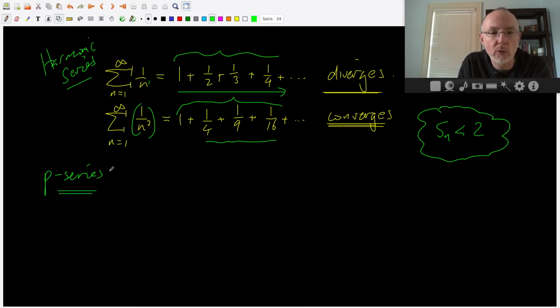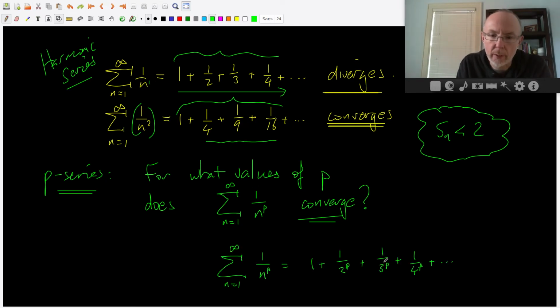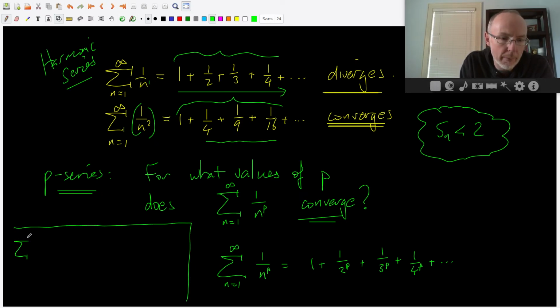Let's look at the general case. What we want to do is decide what values of p this series converges for. Just writing out the series, we're talking about something like this. You can immediately see, I hope, that if p is negative, things aren't going to converge. If p is, let's say, minus 1, then we've got the sum of the terms n, which is 1 plus 2 plus 3 plus 4, and so on. So that's got to get bigger and bigger.